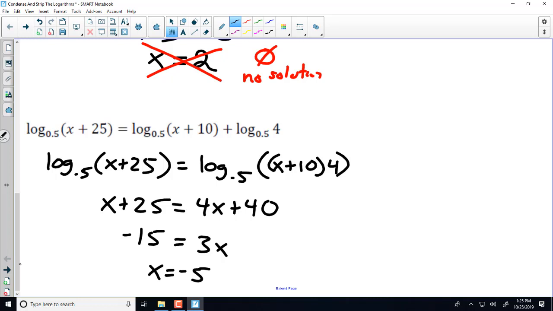I don't like the looks of that negative answer, but it turns out it's fine, because if you plug negative 5 in here or in here, you're still taking the logarithms of only positives. So this answer is just fine.